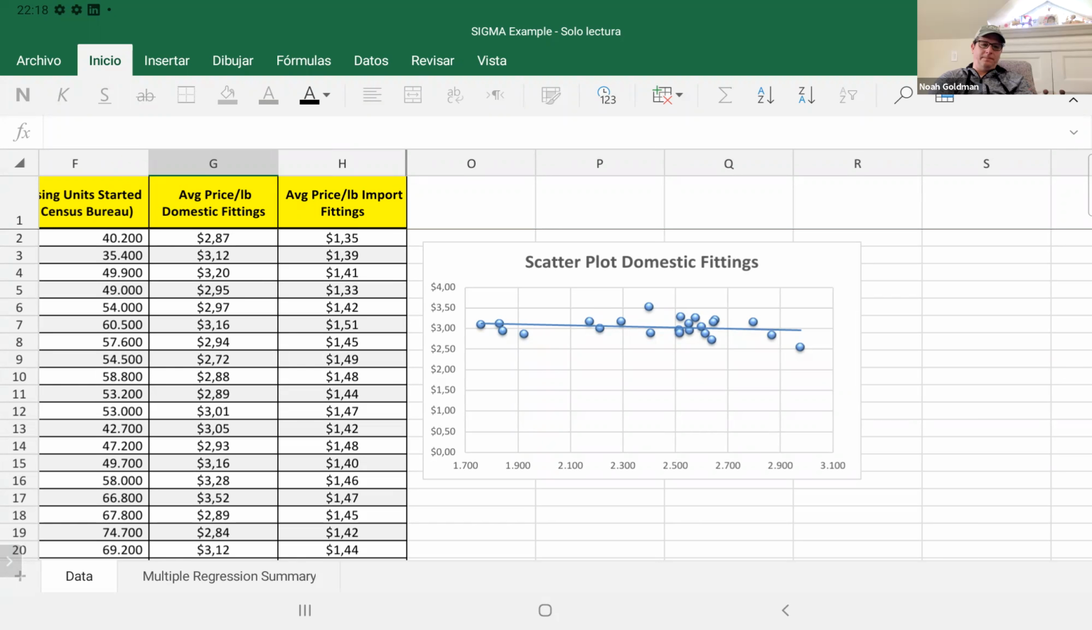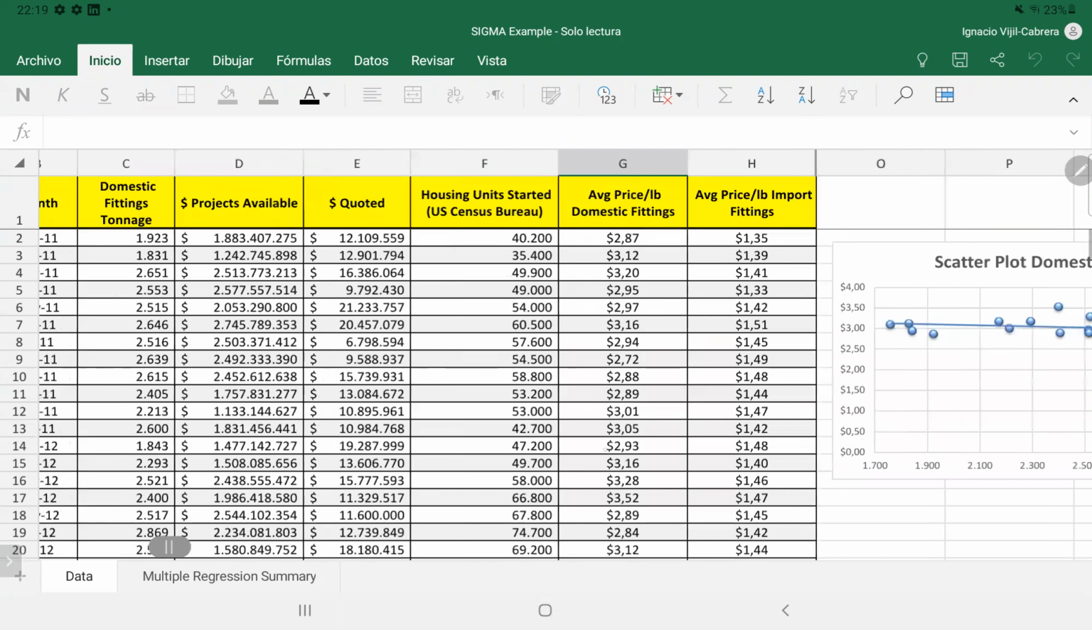Elastic. Fairly elastic. This is as elastic as it gets, which already tells me that this is an industry where price is very important, right? That's the first thing that is telling me. And then what else did I do?